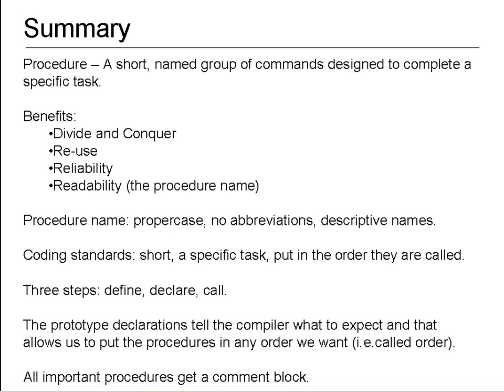Now, when you're making the procedure name, you want to use proper case, no abbreviations, and descriptive names. Coding standards: it should be short, that's 1 page or less. It should do one and only one thing, and they should be in the order that they are called. There are 3 steps to using procedures in C. First, you have to define it. Then you have to declare it, tell the compiler what to expect, and finally you can call it. Now the prototype declarations tell the compiler what to expect, and that is what allows us to put the procedures in any order that we want. And all important procedures get a comment block. And that is the end of the video.